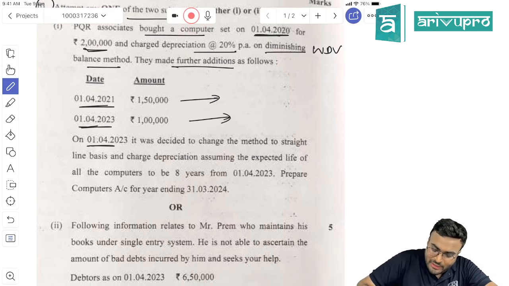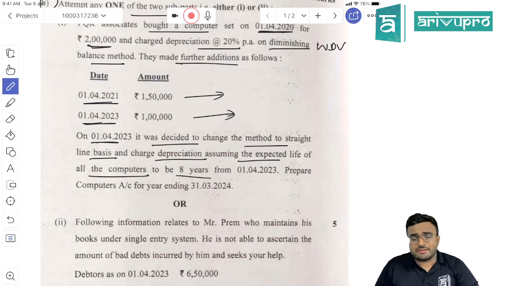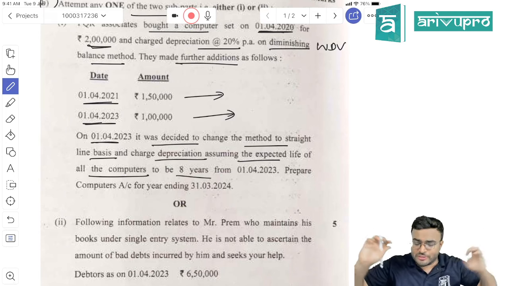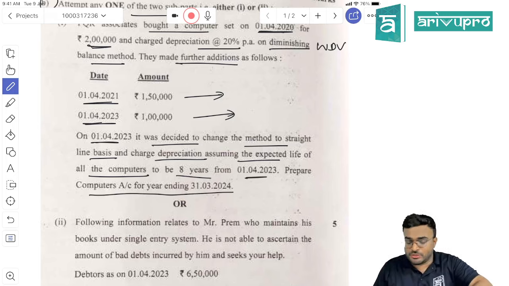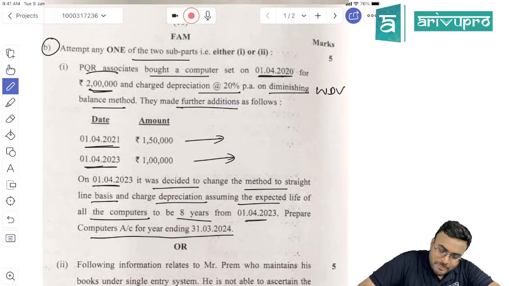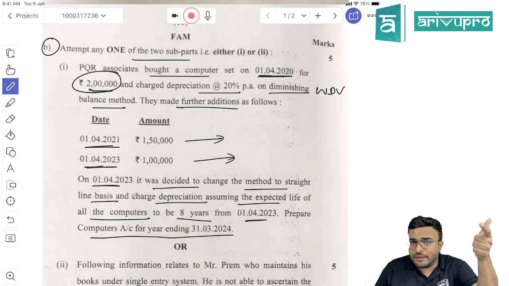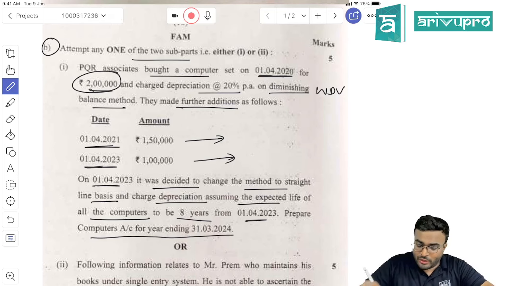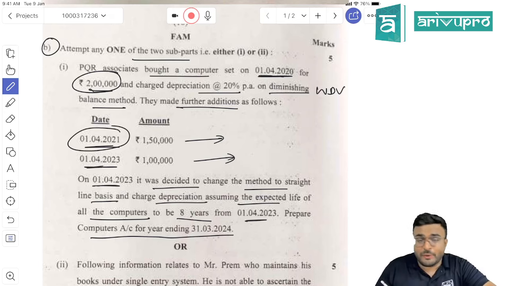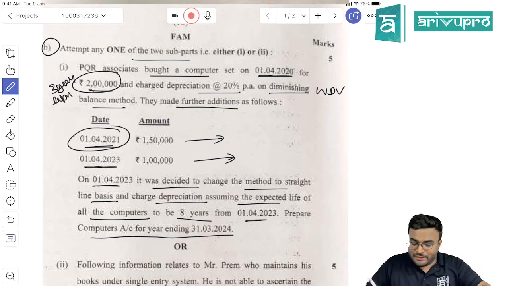On 1/4/2023, it was decided to change the method to straight line basis and charge depreciation, assuming the expected life of all the computers to be 8 years. So whichever computer is there, everything useful life is going to be taken as 8 years from 1/4/2023. Prepare computer account for the year ended 31st March 2024. So what you will do, the computer that is purchased on 1/4/2020, you are going to remove the depreciation for 21-22 and 22-23. 3 years depreciation you are going to remove, and that will be the opening balance. Okay. Whatever asset is purchased on 1/4/2021, you are going to remove depreciation. Then you will get the opening balance.